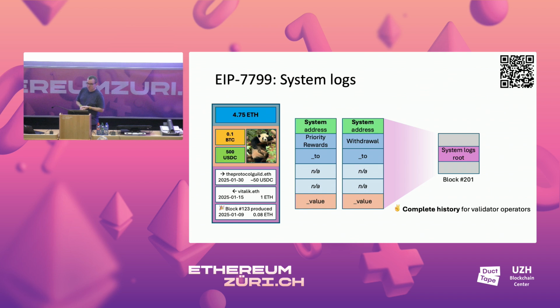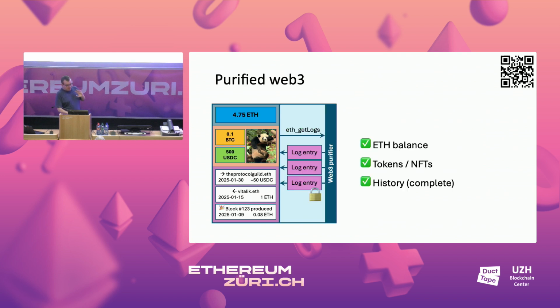There is a similar problem that the rewards that you get for staking are currently not part of the logs. So this is another EIP to just add logs for priority rewards and also the withdrawals that you get, like in a new field. And with that, we can verify the entire data that's displayed in the wallet, the balance, the tokens, and also the history.